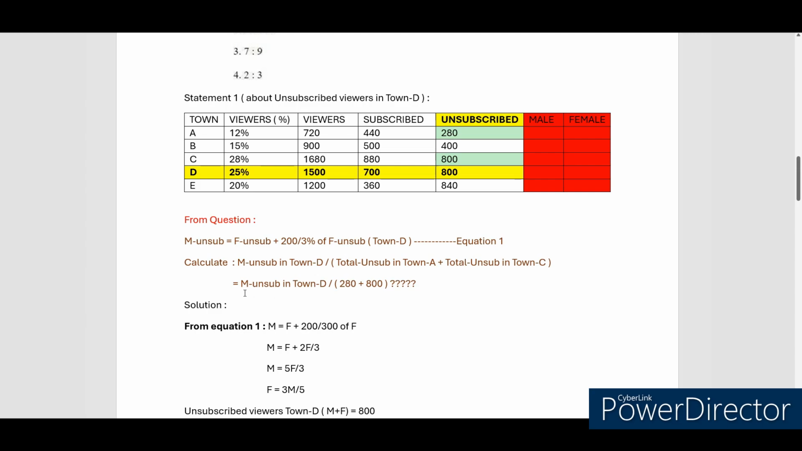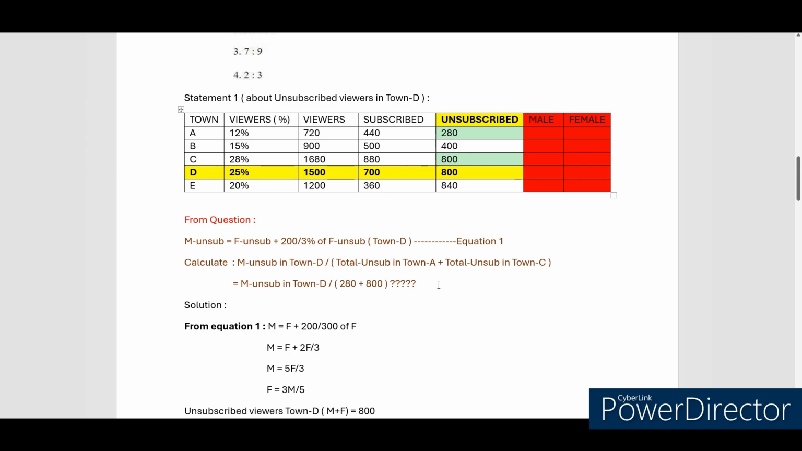So this is something which you're supposed to calculate. If you convert this statement further, it will become male unsubscribed in town D divided by the total unsubscribed in town A and town C. What is the total unsubscribed in town A? It is 280, right? Because it was given in the table, which we have calculated indirectly. So 280 plus 800 is the total unsubscribed in the town C.